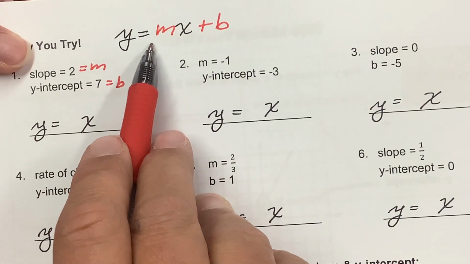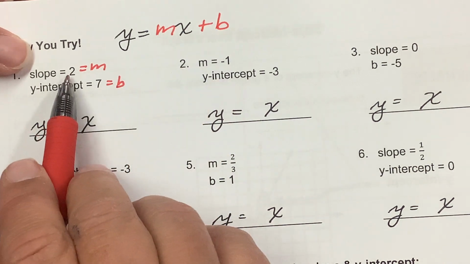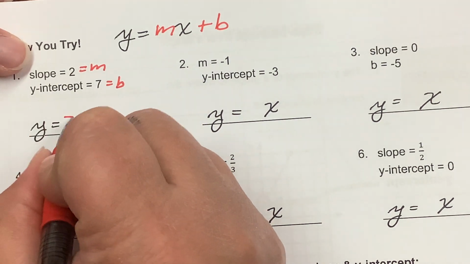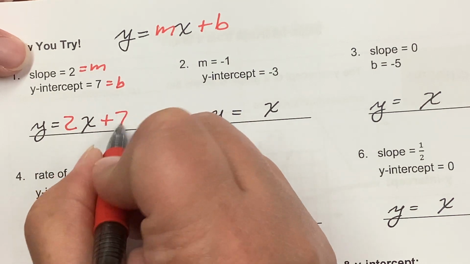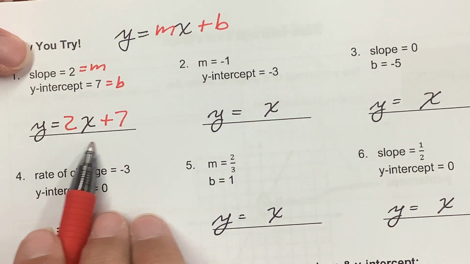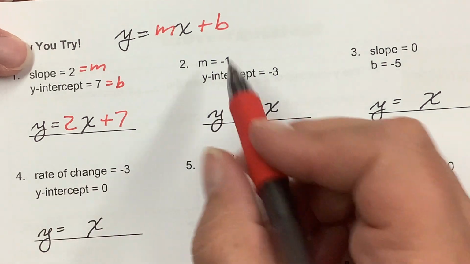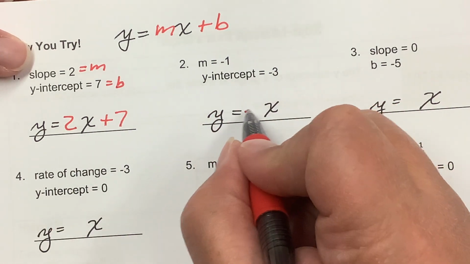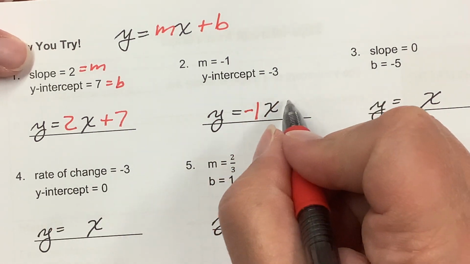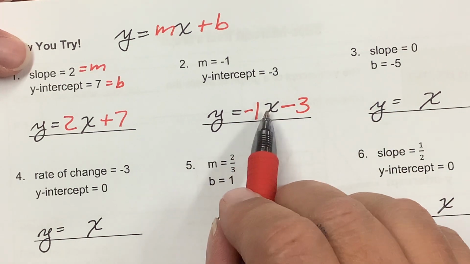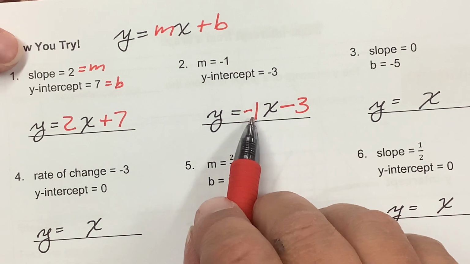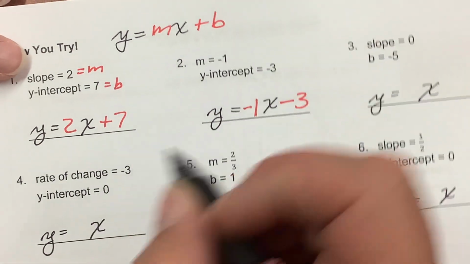So I'm substituting the m and the b. Here m is 2, so y equals 2x, and b is 7, plus 7. So my equation is y equals 2x plus 7. Here, m is -1, and b is -3, so I'm going to write -3. Y equals -1x minus 3. You don't really need the 1 there.